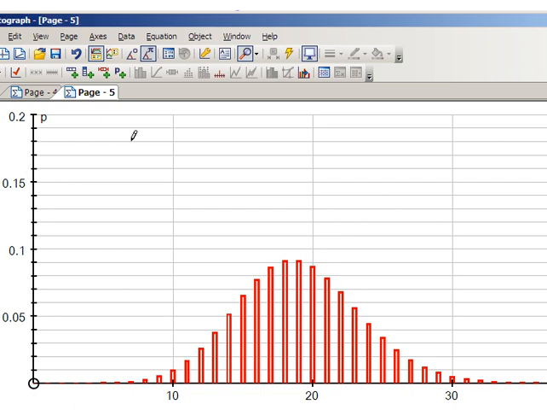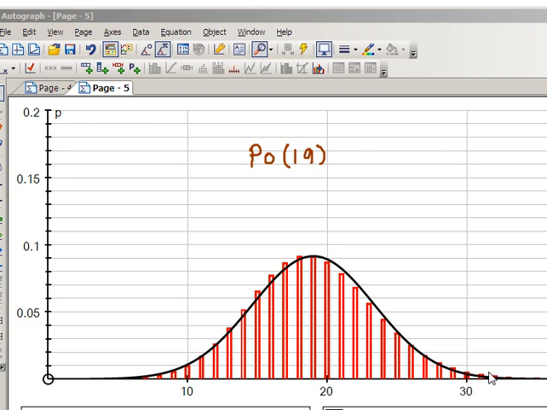This is the Poisson distribution that we started off with. You can see the individual discrete probabilities. It had a mean of 19. And if I superimpose the normal distribution that we've used for the approximation, you can see that the normal distribution is a good fit because the condition for the approximation, that lambda is more than 10, was met.